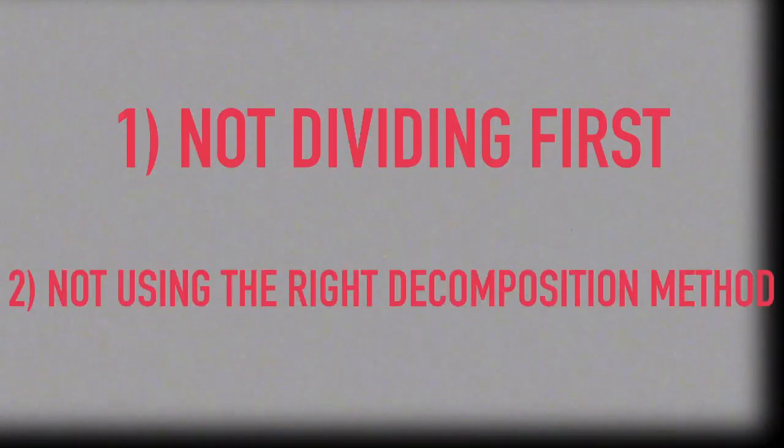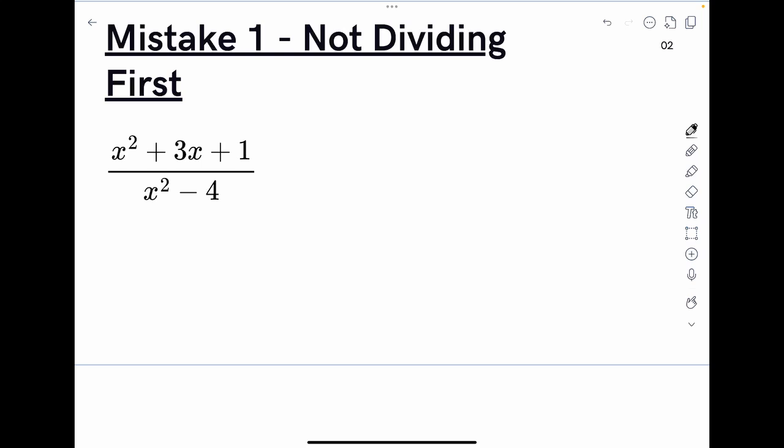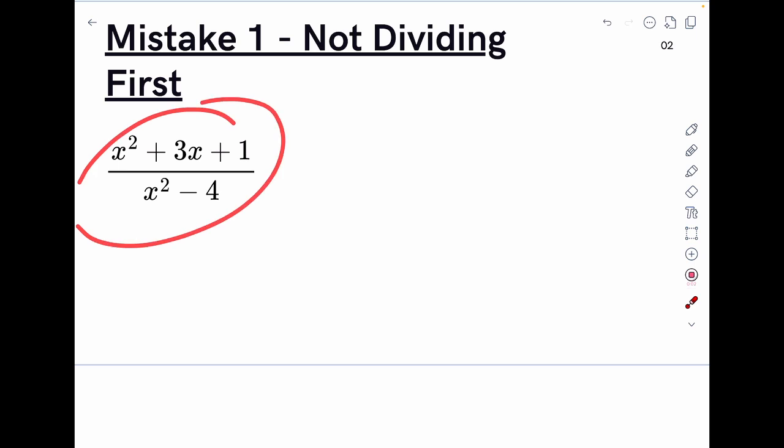Let's get into that. One of the most common mistakes you're facing, chances are, is either one of these two, and that is not dividing first or not using the right decomposition method. The second one is kind of obvious, we'll get to that in a second, but not dividing first, what does that look like? Now, what does not dividing first look like in practice? Well, here we've got an equation, looks relatively simple, right?